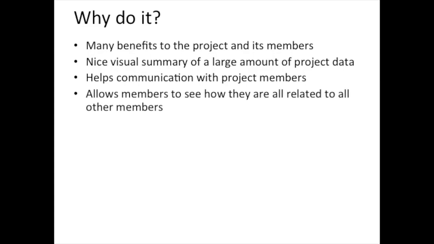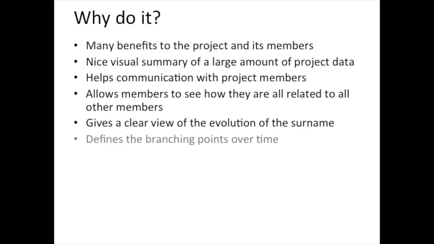It allows members to see how they are all related to all other members. So it gives them a much greater sense of where they fit in the big family for that particular surname project group. It also gives a clear view of how the surname has evolved over time. And that can be very interesting, especially if you have surname variants in your project, and you can see when they occurred.